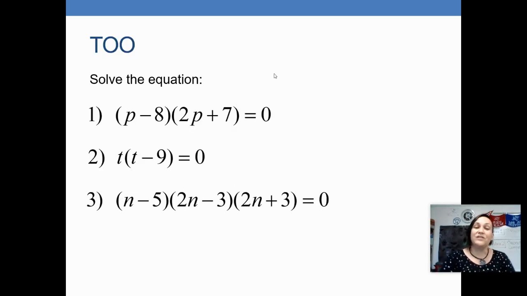Here are 3 for you to try on your own. Make sure to split these where the multiplication problem is happening, and remember that each of these will have multiple answers. When you're ready, go ahead and unpause the video and check your answers.